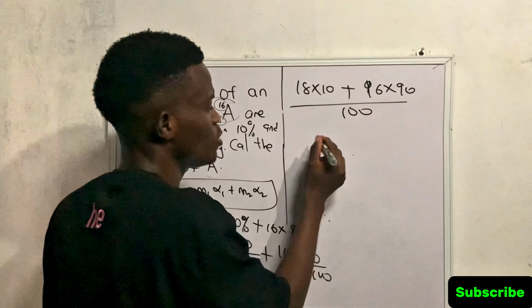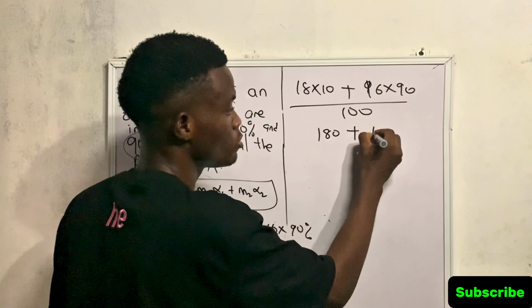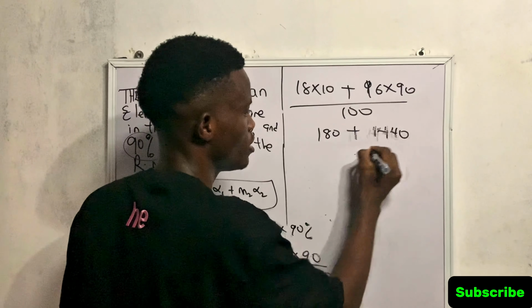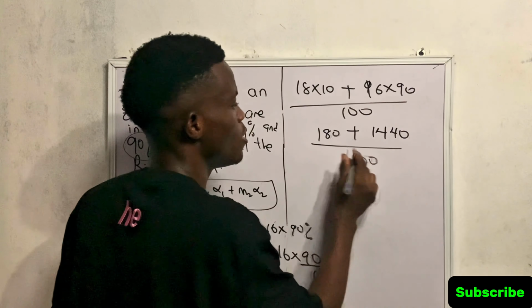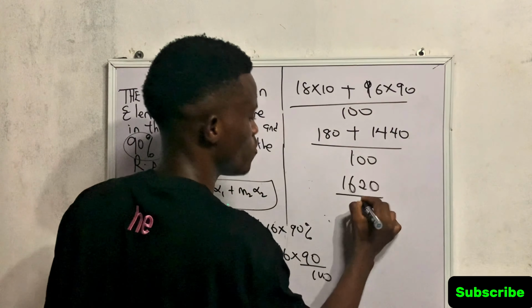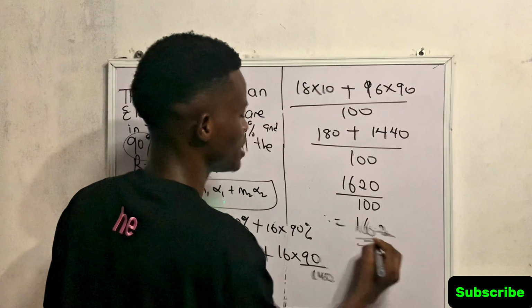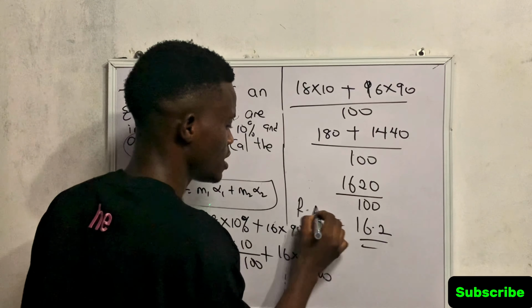18 times 10 is 180, and 16 times 90 is 1440, over 100. 180 plus 1440 gives us 1620 over 100. So we're going to have 16.2. So this is our relative atomic mass.